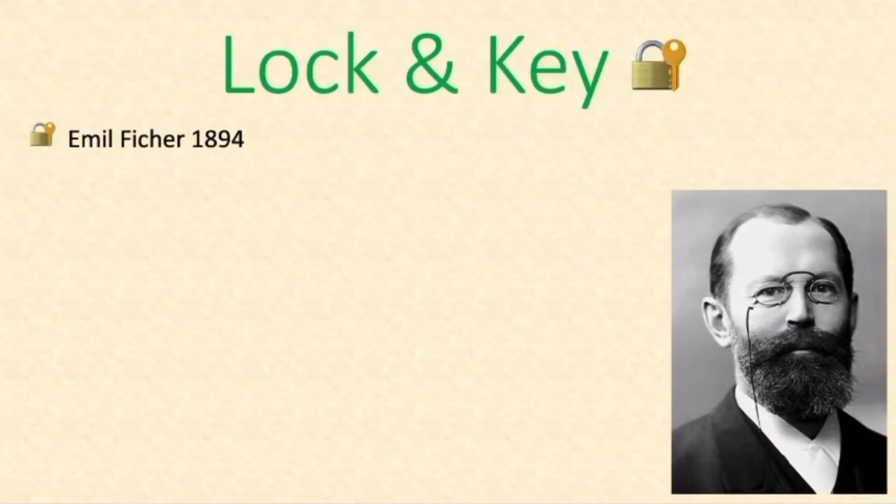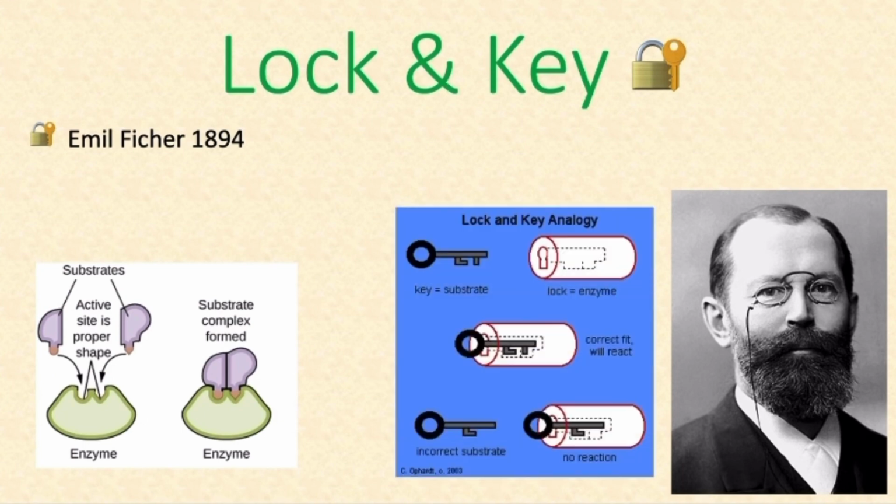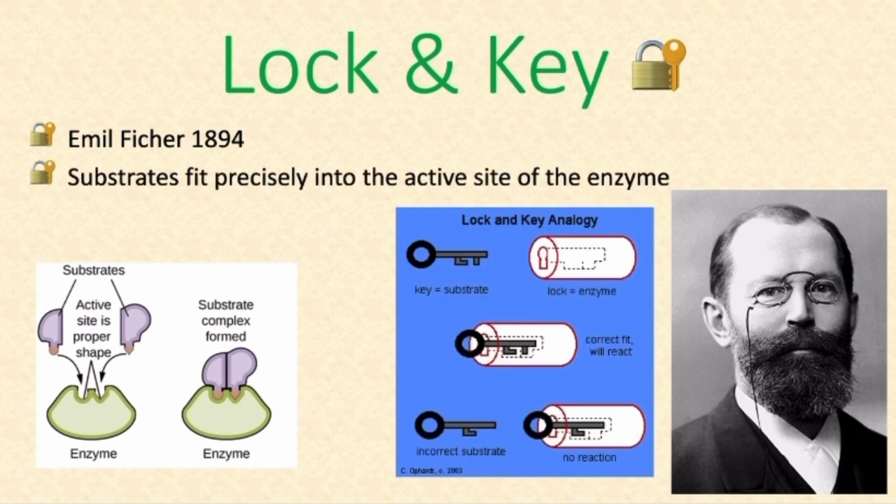The lock and key theory was proposed by Emil Fischer in 1894. In this analogy, the key is the substrate and the lock is the enzyme, meaning that only the correct substrate will fit in the enzyme. The enzyme-substrate interaction suggests the enzyme and the substrate possess particular complementary geometric shapes that fit precisely into one another. Any other substrates will not fit in the enzyme, only the correctly shaped substrate will.